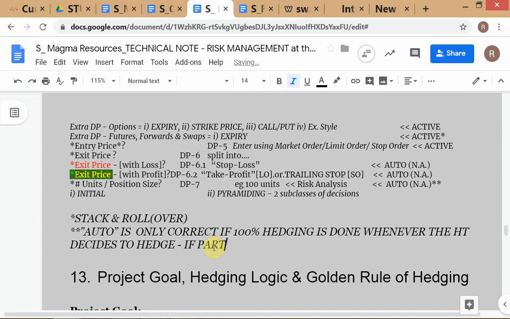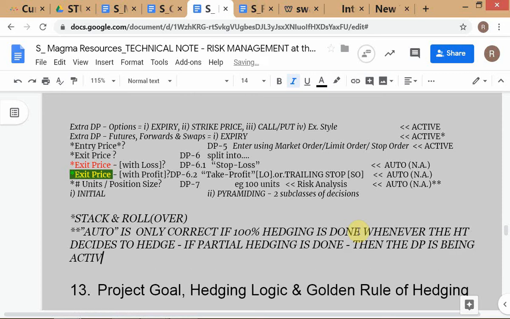If partial hedging means that I don't hedge 100% of the position, okay? Are you following that? If partial hedging is done, then the DP, the decision problem, is being actively solved.